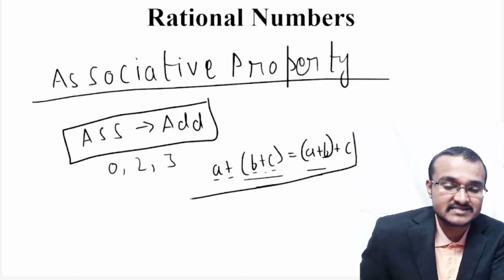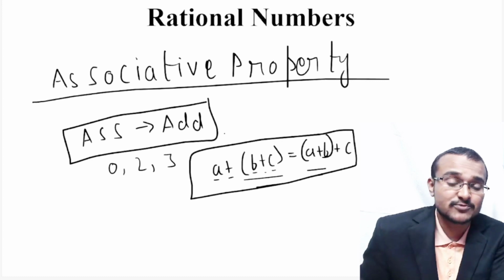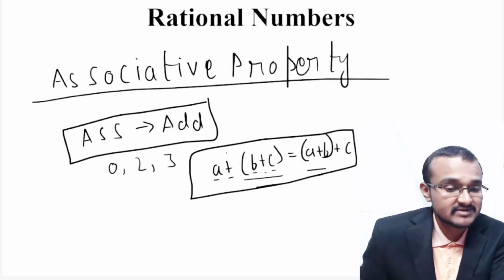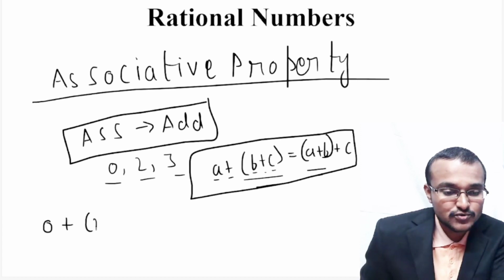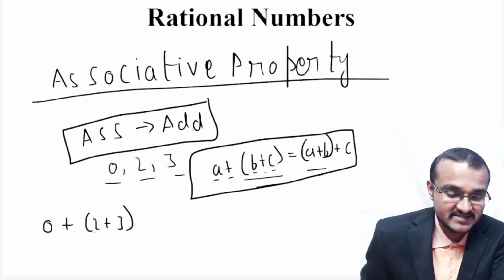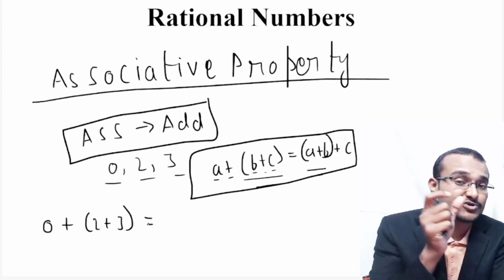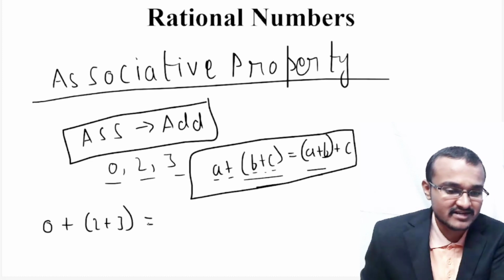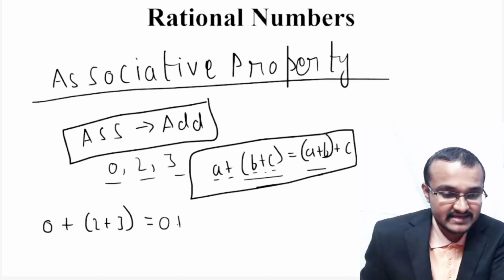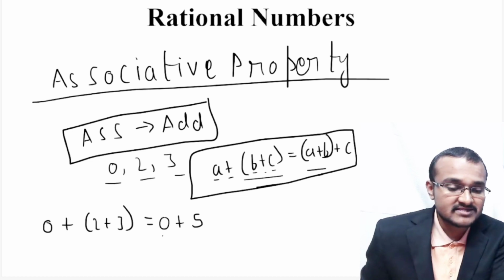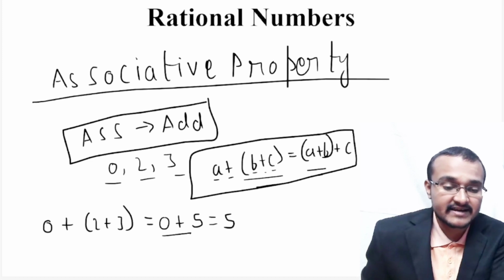If this condition is satisfied by whole numbers, then the associative property under addition for whole numbers will be satisfied. Let us test this for 0, 2 and 3, because they are whole numbers. So 0 plus of 2 plus 3. Here 2 and 3 are B and C, and 0 is A. So 0 is outside, and 2 and 3 are inside the bracket. First you should solve the numbers inside the brackets according to the BODMAS rule, which you might have learnt in your previous classes. So 2 plus 3 will be 5. Now it is 0 plus 5, which is again 5.